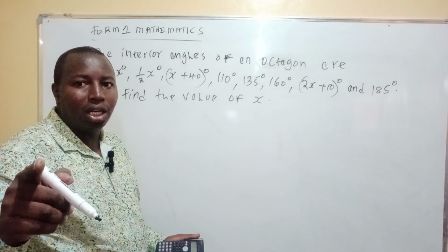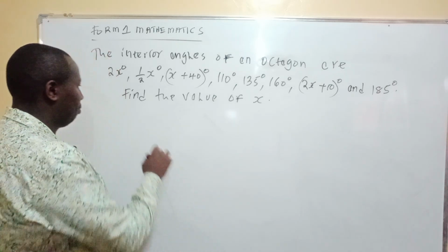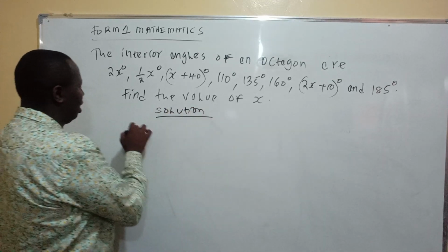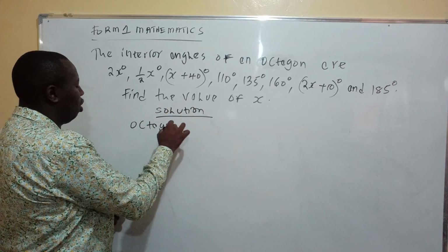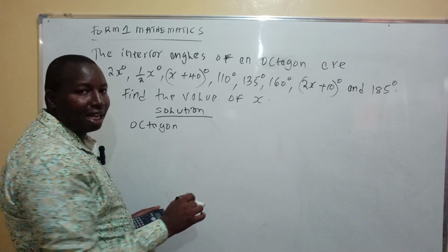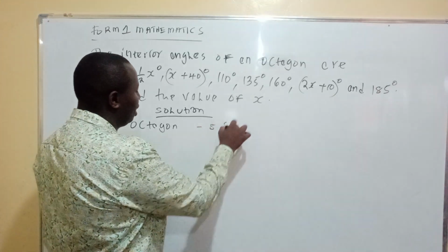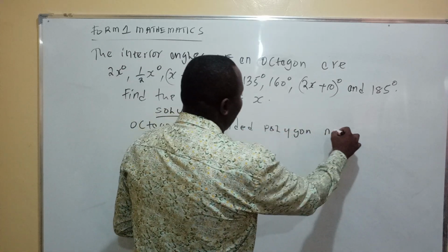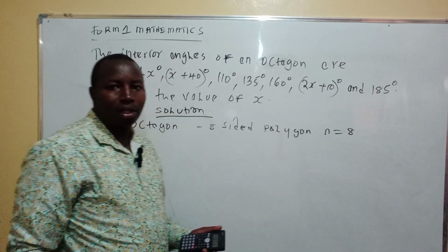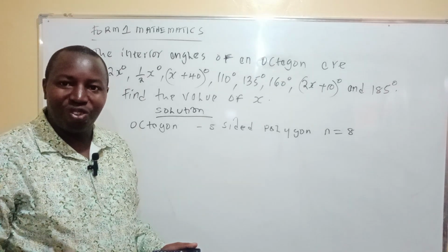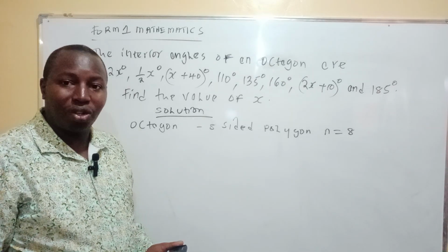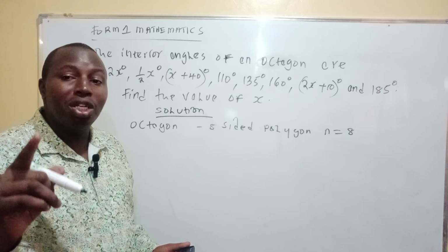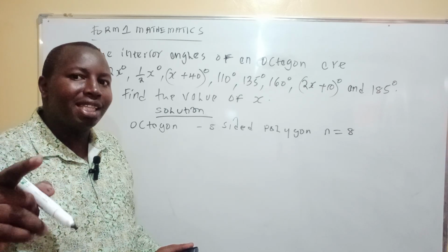So step number one, you need to know what is an octagon. An octagon is an 8-sided polygon. So you say n is equal to 8. That's a polygon of 8 sides. That's an octagon.